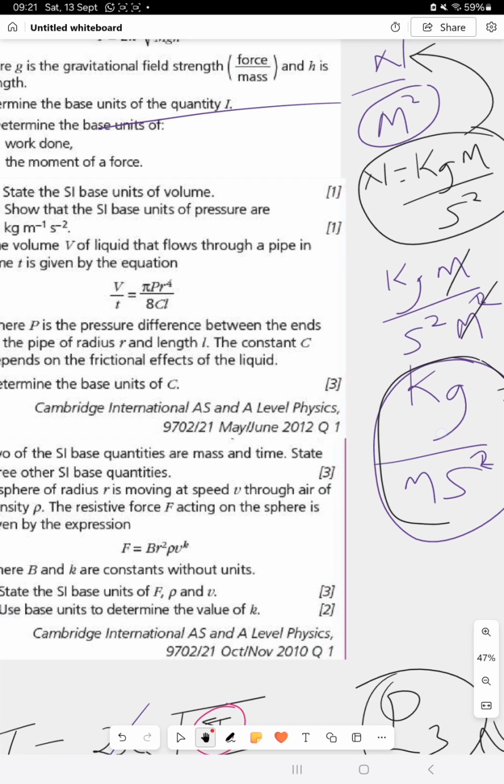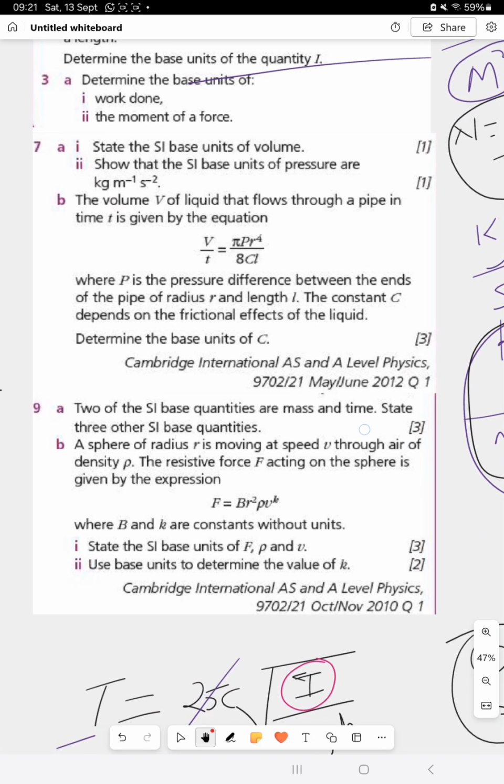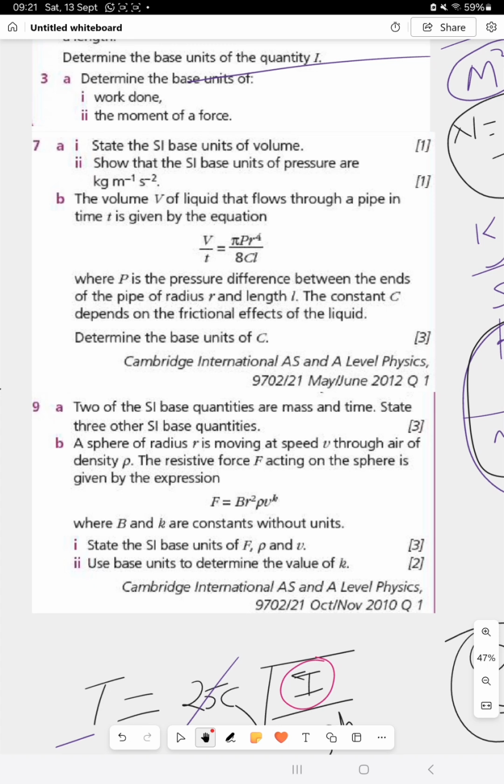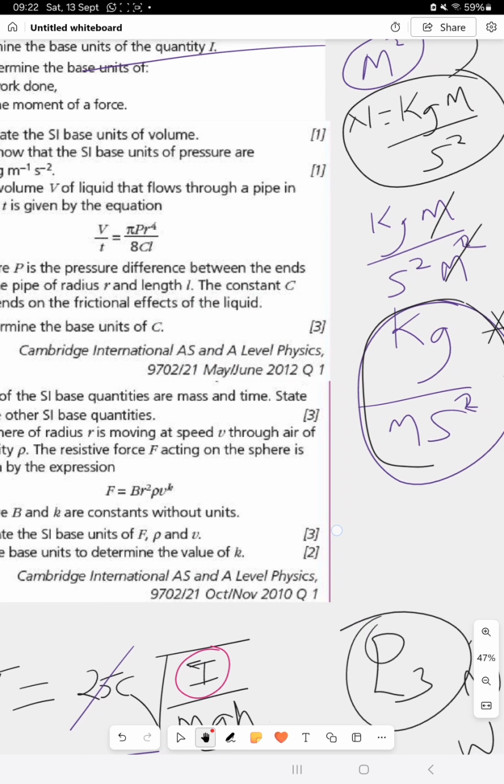The second question is asking: a sphere of radius r is moving at speed v through air of density rho. The resistive force F acting on the sphere is given by this one. Okay, so let me write this one, please. F is equal to B R squared.